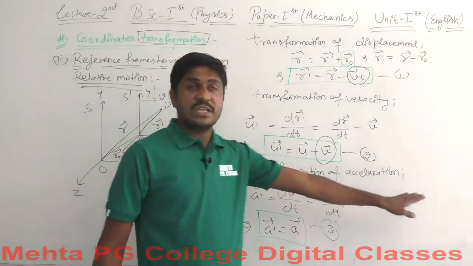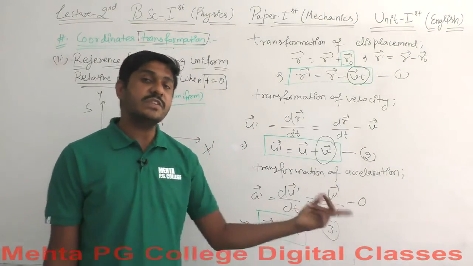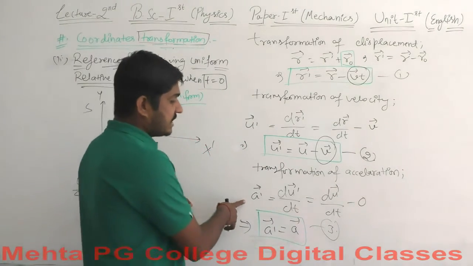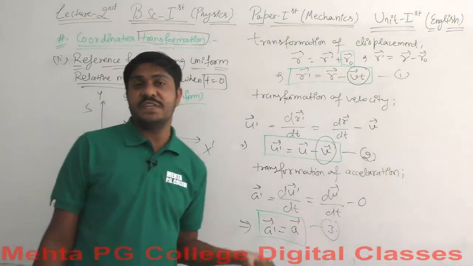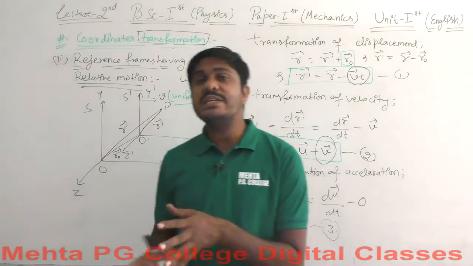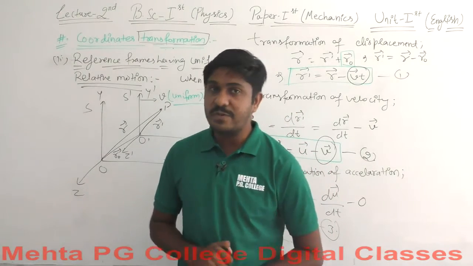Then we switch to the transformation of acceleration, and when we are talking about the transformation of acceleration, we find that the acceleration in frame S dash is equal to the acceleration in frame S. It means the acceleration in the secondary frame of reference is equal to the acceleration in the primary frame of reference.